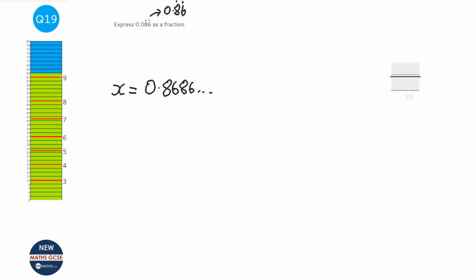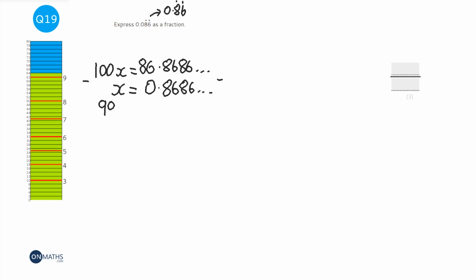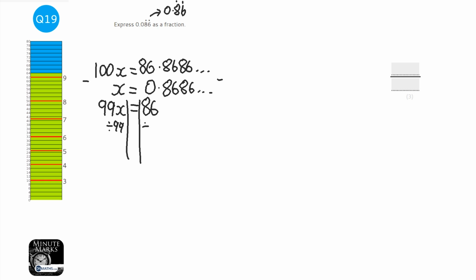Now we need to bring that 86 in front of the decimal point, so I'm going to times it by 100. So I'm going to work out 100x is 86.8686 and so on. And then what you do is you just take away going downwards. The reason we do that you will see in a second. So 99x, because it's 100x take away x, which is 99x, and it's 86 point recurring pattern take away 0 point recurring pattern. The recurring patterns take away, so we're just left with 86. I'm then going to divide both sides by 99. So it's x equals 86 over 99.